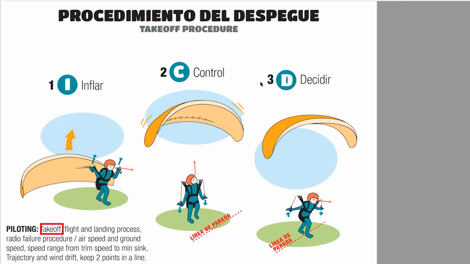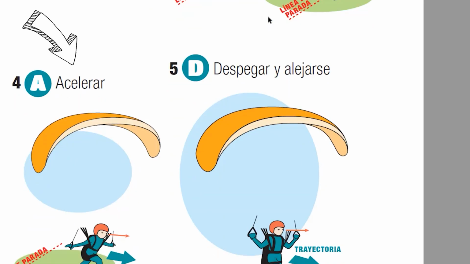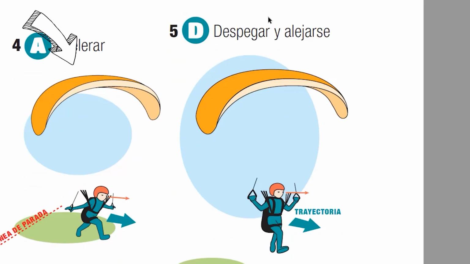At that moment, we reach the third stage, which lasts less than a second, where you decide whether to take off or not. If there's a problem, you abort the takeoff. If everything's perfect, you decide to take off and accelerate. The fourth stage is acceleration, where you must run decisively. Gradually raise your hands if you've braked during the control stage.